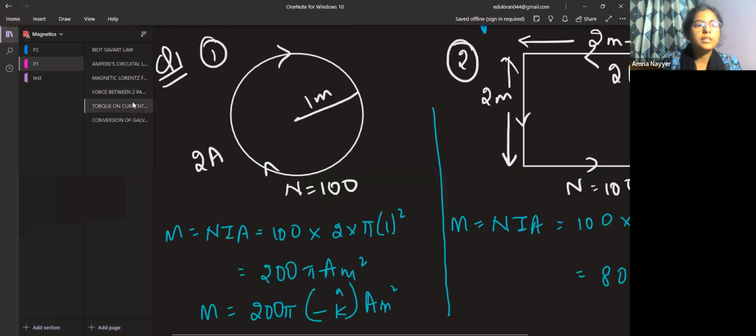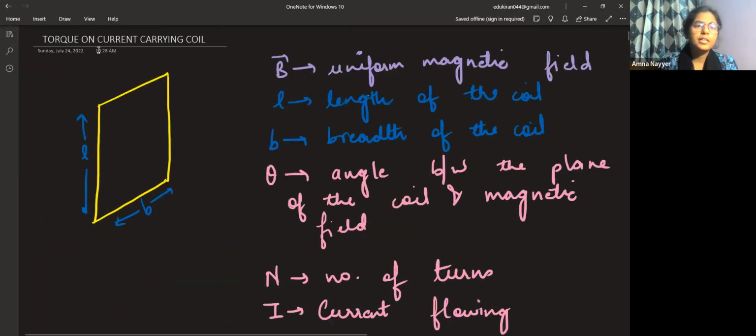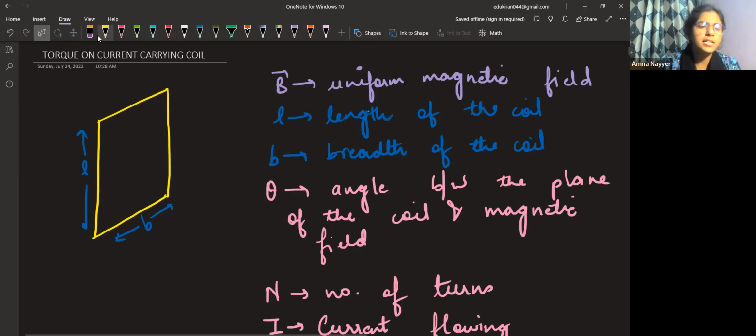Okay, torque, let us discuss. Torque is a very small topic because again, these things have to be dealt with again. Torque's very small derivation is there. Just understand the basics of what all things are occurring. So this is it. A, B, C, D. A coil is there. Rectangular coil is there. Length L, breadth B. Fine.